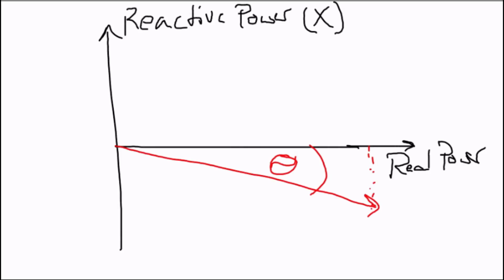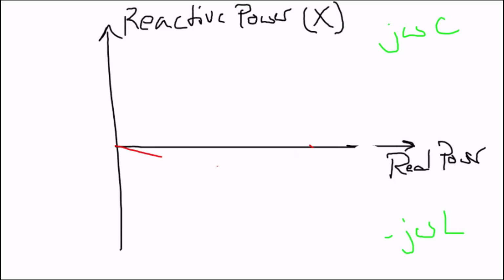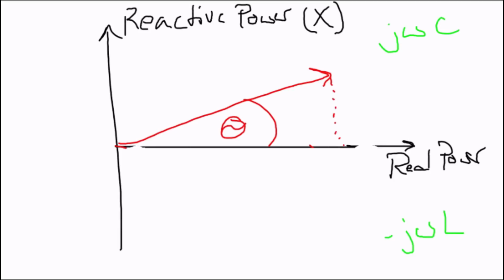Your jωC is up here, and your negative jωL is down here. So if we've got a capacitive circuit, then we're actually going to be in this region. Our phase angle is going to be here. And here, this is our current leading.